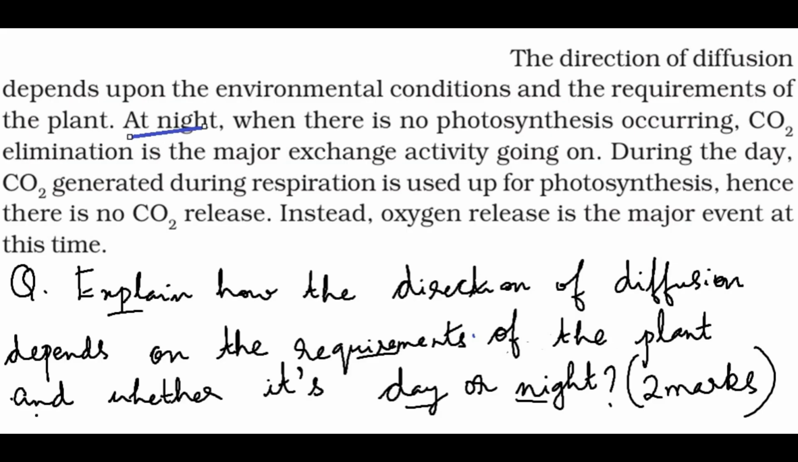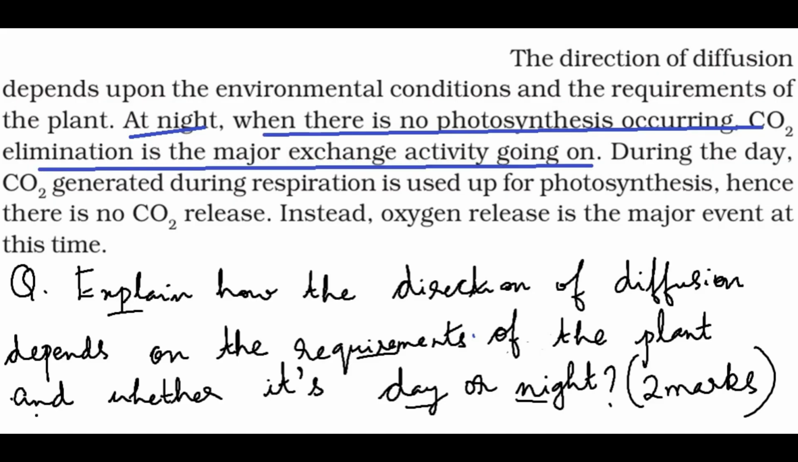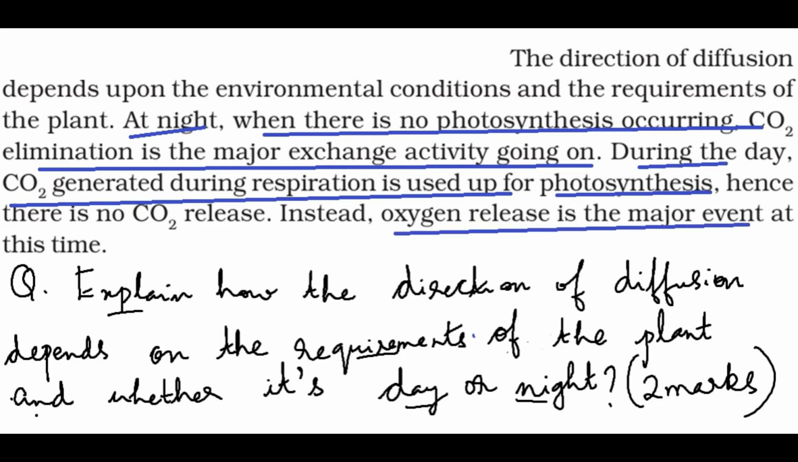At night time, when there is no photosynthesis occurring, carbon dioxide elimination is a major exchange activity going on. And during the daytime, carbon dioxide generated during respiration is used up for photosynthesis. And that's why oxygen release is a major event at daytime, and there is no carbon dioxide release.